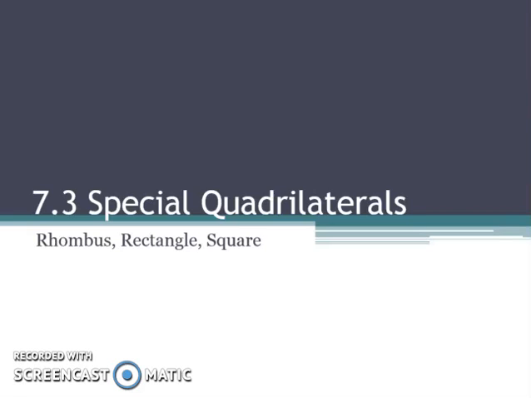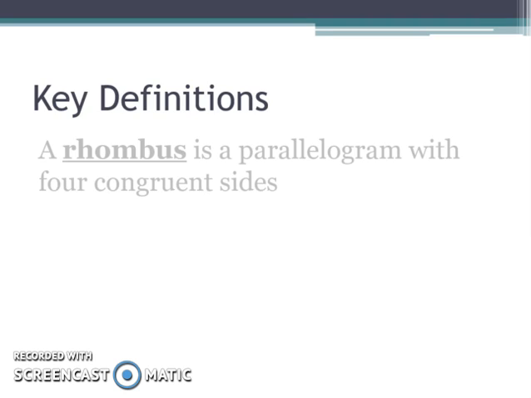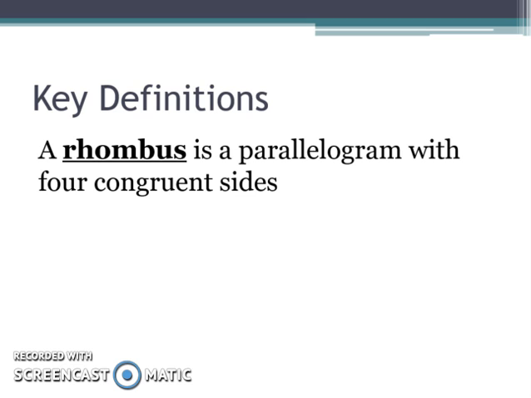Welcome to 7.3 Special Quadrilaterals. This is rhombus, rectangle, and square. So we're going to start with a couple of definitions. A rhombus is a parallelogram with four congruent sides. So it looks like this. It's equilateral. It's not a square, but it could be.